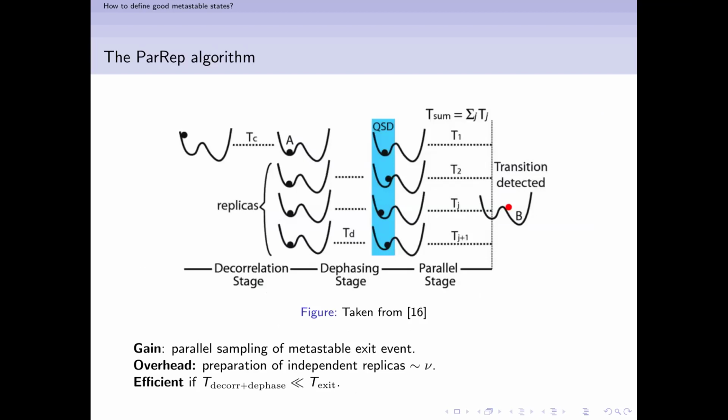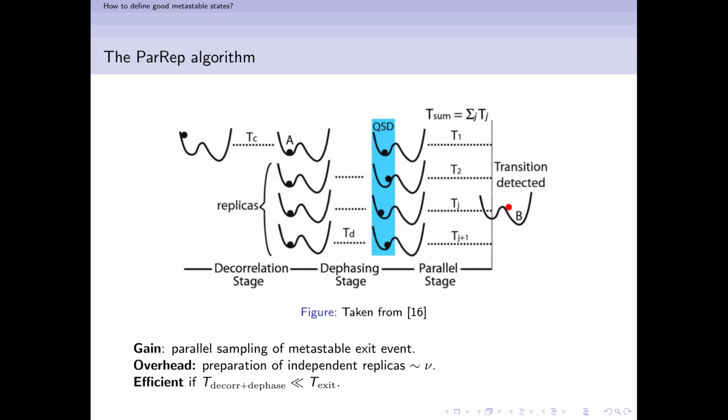So how does this look in practice? You have this algorithm. Let's say you have some definition of the metastable state, and you detect that your dynamics has entered the state. Once you enter the state, you're going to spawn independent replicas. You're going to dephase them in the state, so you decorrelate them to make them independent, and then wait somehow, I'm not going to tell you how exactly, until the replicas have reached the QSD.